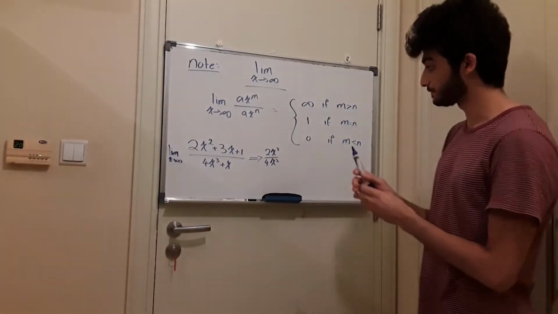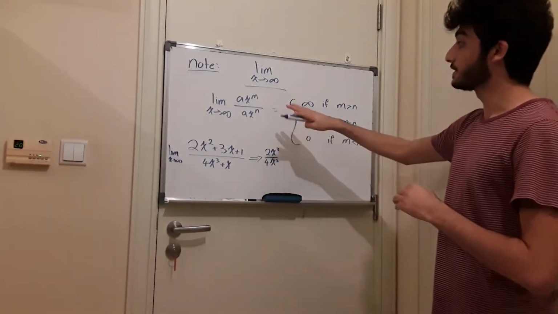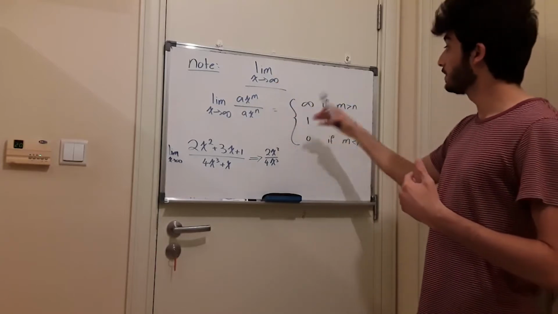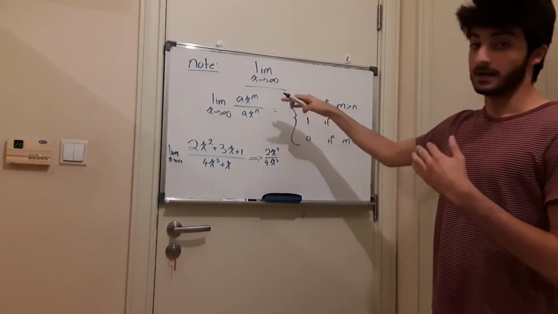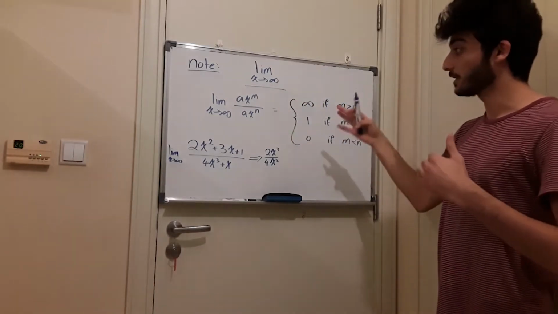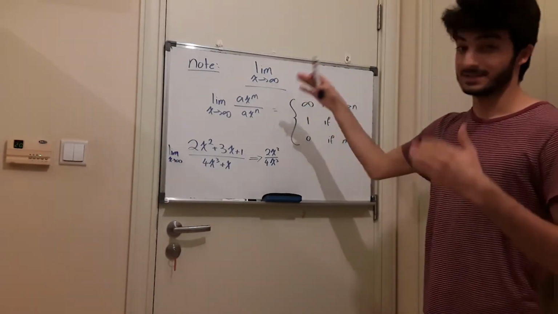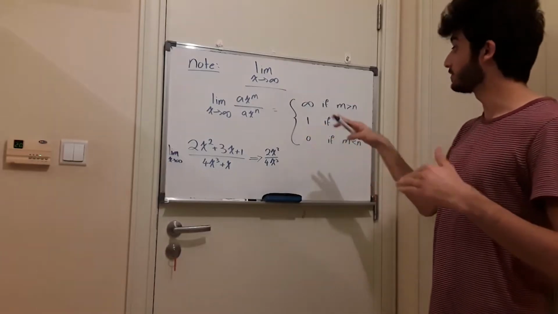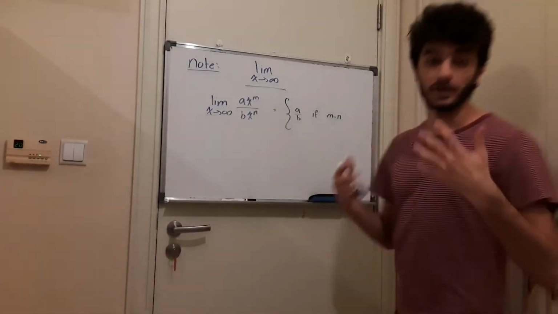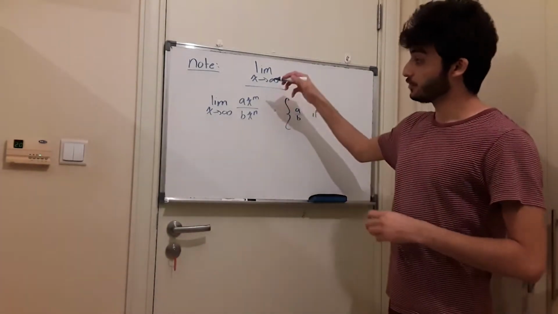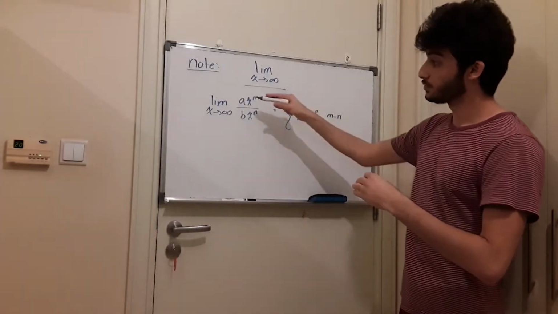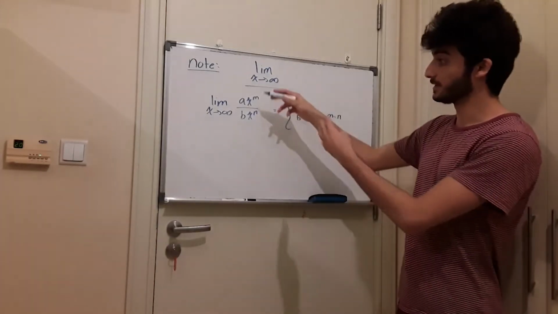So after this, if the power in the numerator is greater than the power in the denominator, the answer will be infinity. If the power in the numerator is equal to the power in the denominator, the answer will be 1. And if the power in the numerator is less than the power in the denominator, the answer will be 0. Sorry, I made a mistake. If the power in the numerator is equal to the power in the denominator, then the answer will be the ratio of the coefficients. So here it would be a over b.